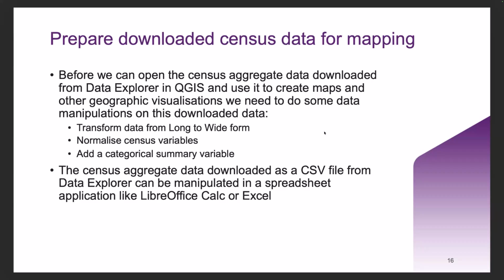But normally, if you're downloading data from the UK Data Service, from Data Explorer, you're going to have to do a transformation from long to wide form, and you're going to have to do some sort of normalization on the census variables before you map them in QGIS. I'm going to do the manipulation in a spreadsheet, because spreadsheets are great at handling tabular data. You can use LibreOffice Calc or Excel. I'm on a Mac and I happen to have Excel, so I'm going to use Excel. But in the workbook, there are instructions for doing the same operations in either LibreOffice Calc or Excel.